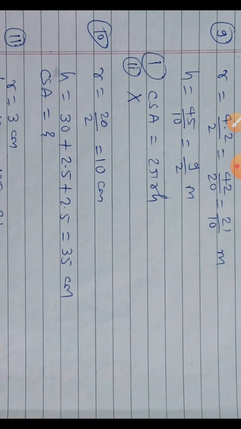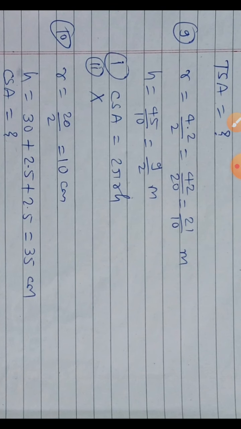Okay, so r is 4.2 divided by 2, means 42 by 20. Why? Point is removed, it is equal to 21 by 10. Height is actually given 4.5, so I have written directly 45 by 10, so it becomes 9 by 2 in simplest form. CSA equal to 2πrh. Okay, that is very simple. The second part is quite difficult, so we now exclude this from our homework part.